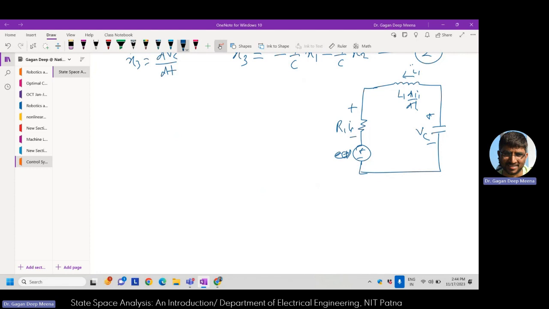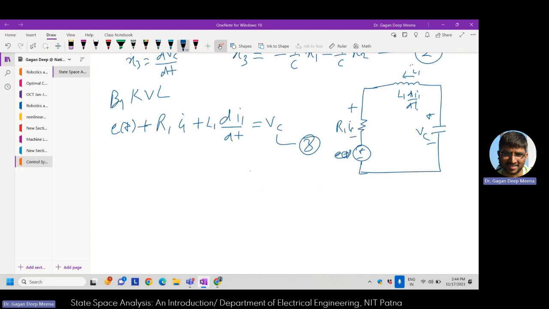So I'll use the KVL, and I will write the voltage equation, that can be written as E of t plus R1 I1 plus L1 di1 by dt, equal to V of C. So that's my first, I can write it as equation number 3. So that's my first KVL equation for the first loop.